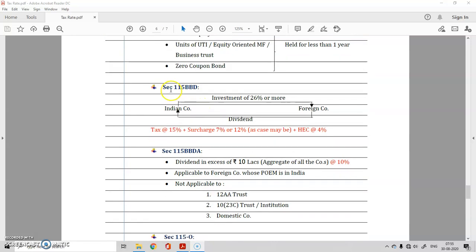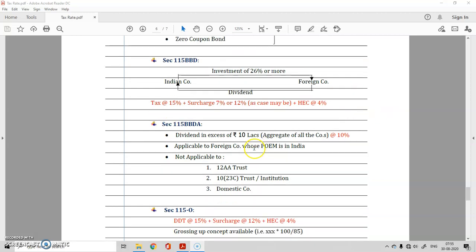Moving further, section 115BBD. In this case, if any Indian company is investing 26% or more in any foreign company, then it is treated as an associate enterprise. Now, if any foreign company distributes or declares dividend to such Indian company, then tax would be levied at the rate of 15% plus surcharge of 7% or 12% as the case may be, plus HEC at the rate of 4%.